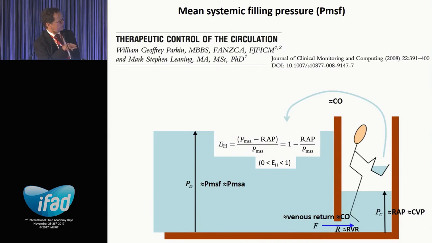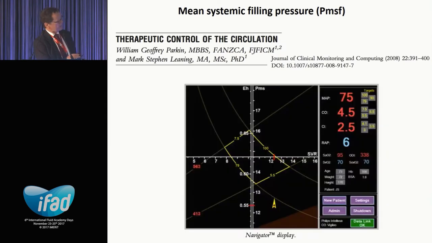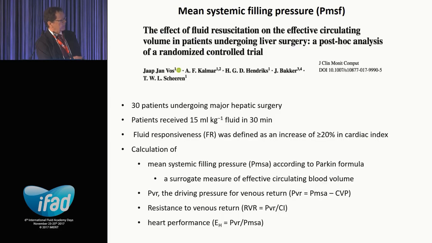And you can also measure the function of this heart by this calculation of measuring right atrial pressure and mean systemic filling pressure, the driving pressure for the circulation. Actually, there was a monitor which did these calculations for you. It was called the Navigator. It disappeared from the market 2 years ago, I think. It's a pity because it was very useful, but it's no longer available. Okay, coming back to our study.